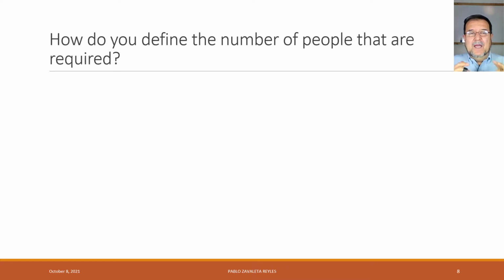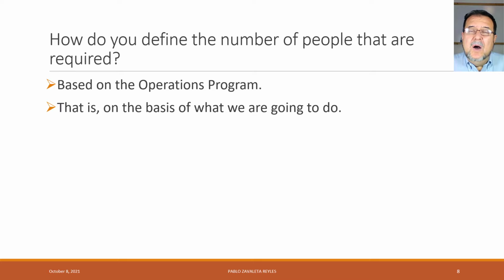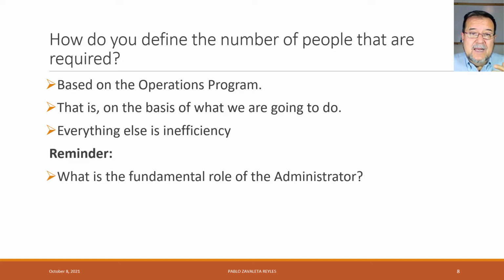Now, how do we define the number of people that are required? Well, base it on the operations program. That is, on the basis of what we're going to do. Everything else is inefficiency. Because if you have some people and they are not going to contribute to what we need to do, that person is not in the correct place. We're paying for somebody who's not contributing to achieve a result. And that is an inefficiency.